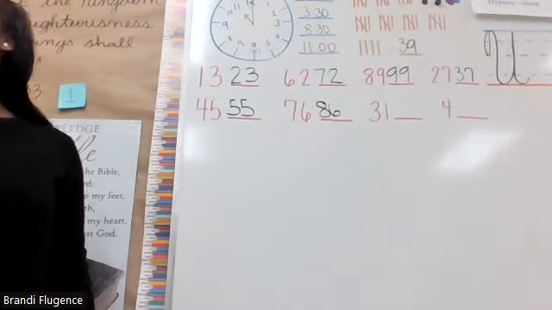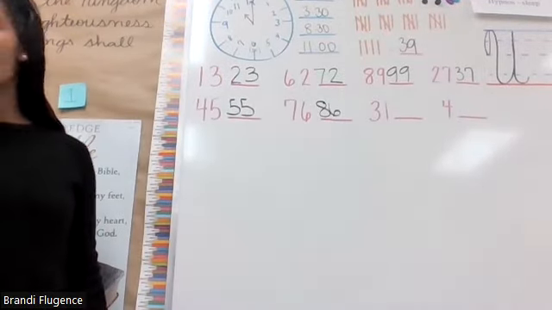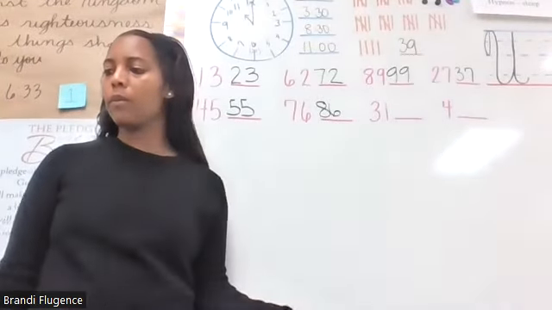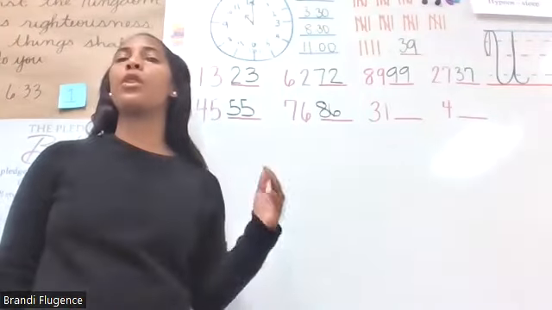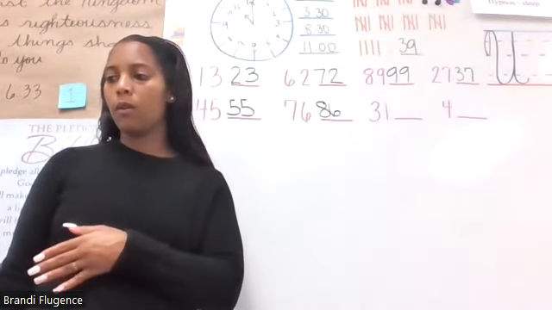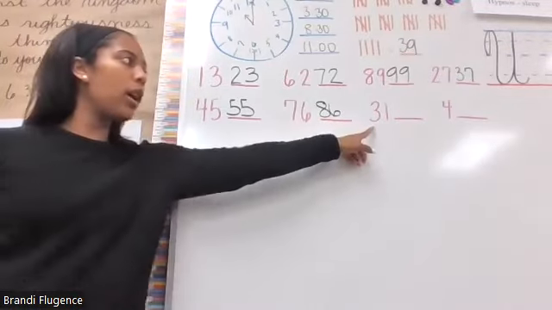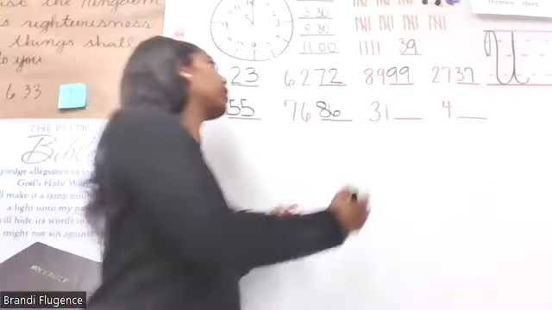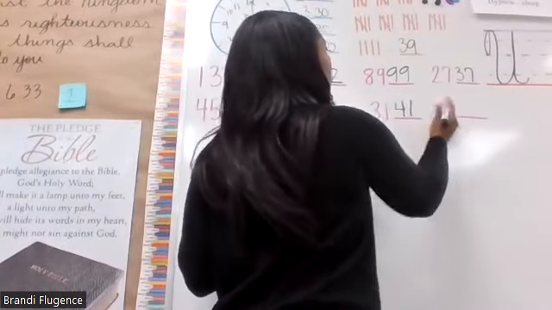31. 10 more than 31. Think about when you count by tens. What comes after the 30s? After, when you're counting by tens, after you say 30, you say 40. So if it's 31, then it'll be 41. 31, 41.